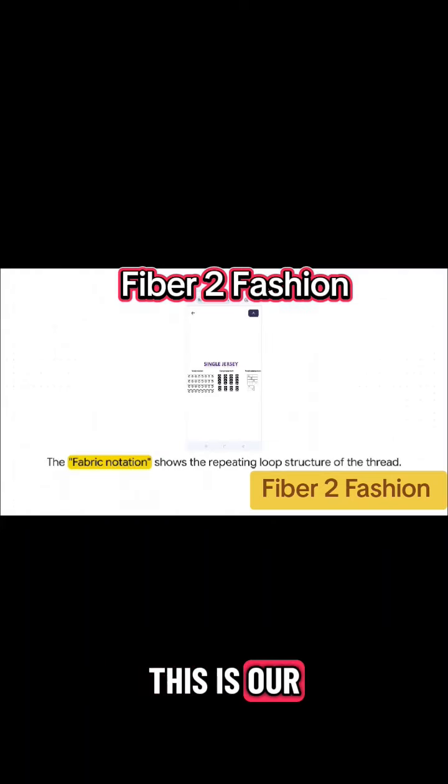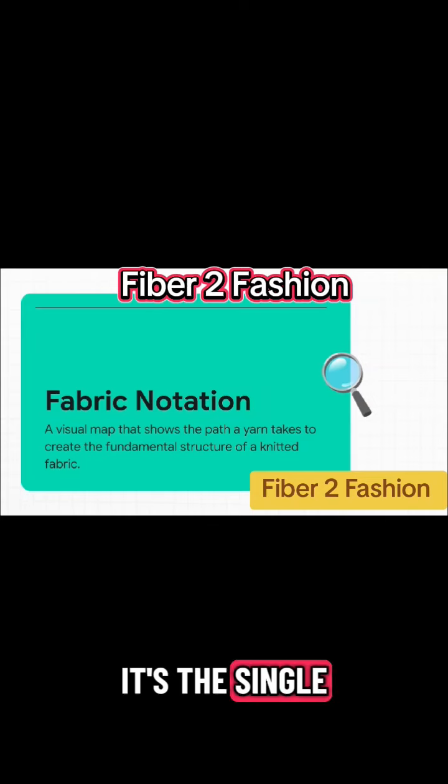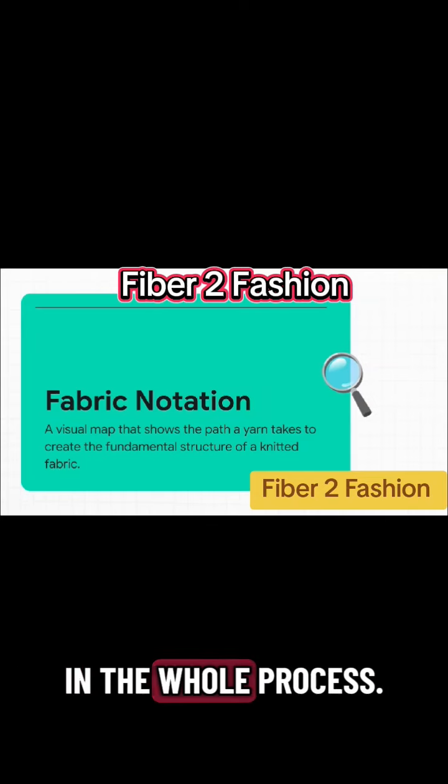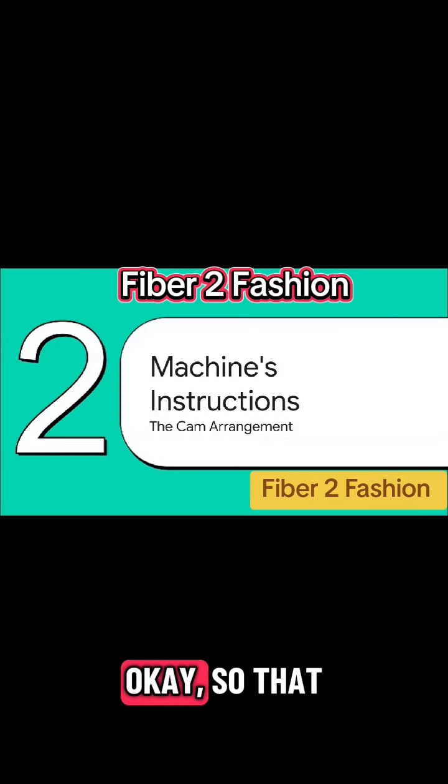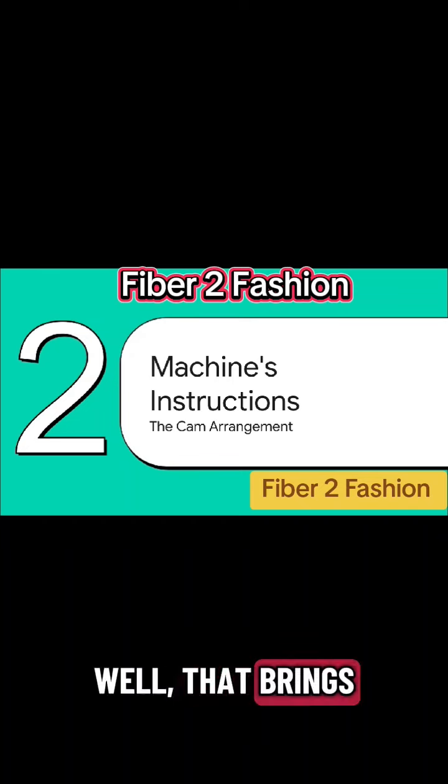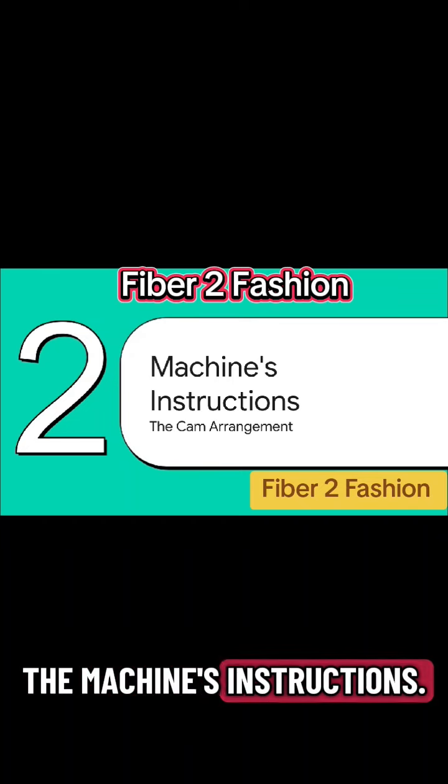So, to put it simply, the fabric notation is just a map. It's the what of our blueprint. It tells us, this is the pattern we need to create. You could say it's the single most important instruction in the whole process. Okay, so that makes sense, right? The notation is the what. But how do we actually make it? Well, that brings us to the next part, the machine's instructions.